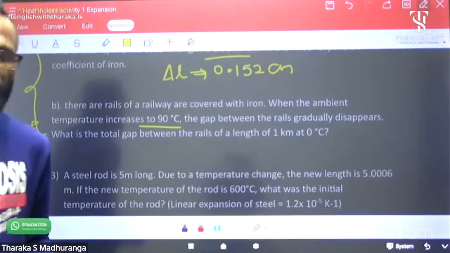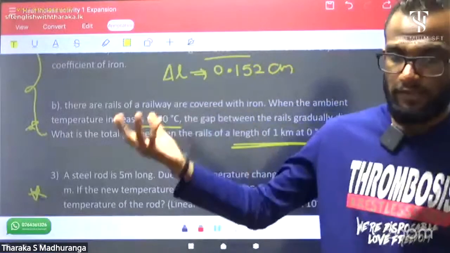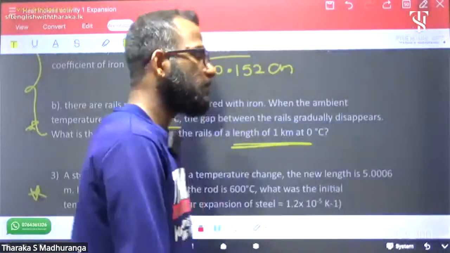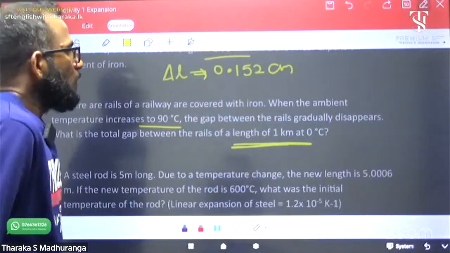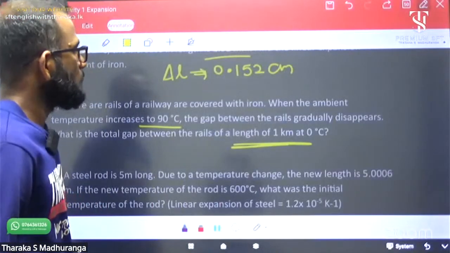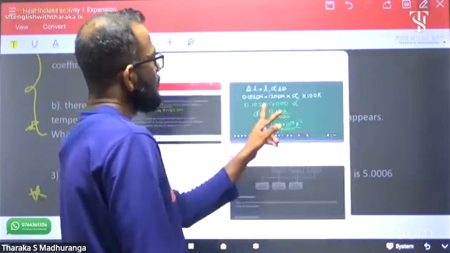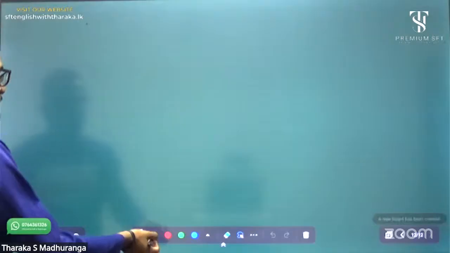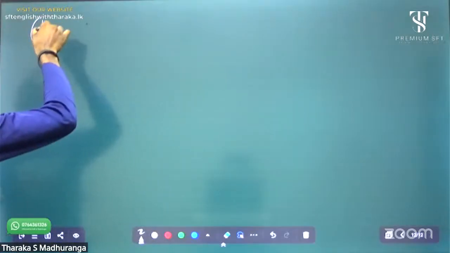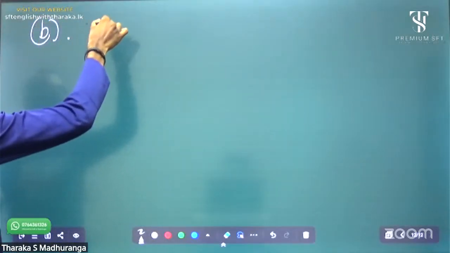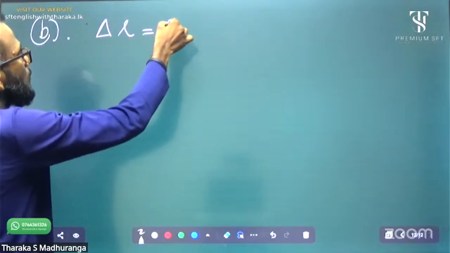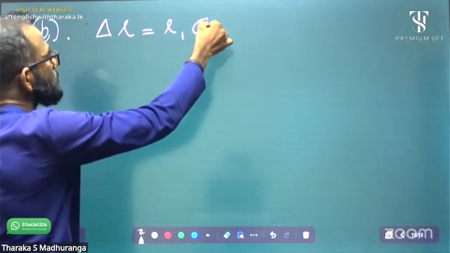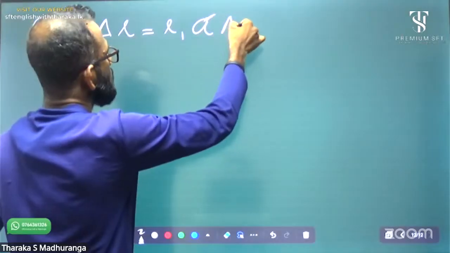Question asks within 1 kilometer, the gap requirement will disappear at 90 Celsius. 90 වෙද්දි gaps නැති වෙනවා. How to calculate? Simple. B part. Same equation, delta L equal L1 alpha delta theta.